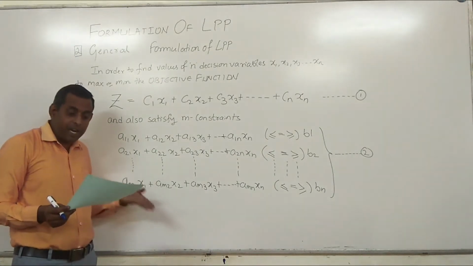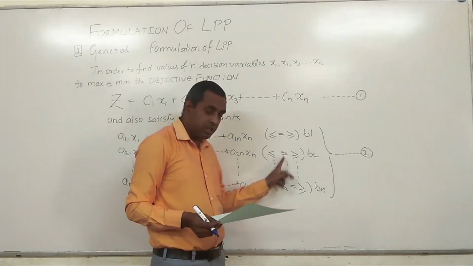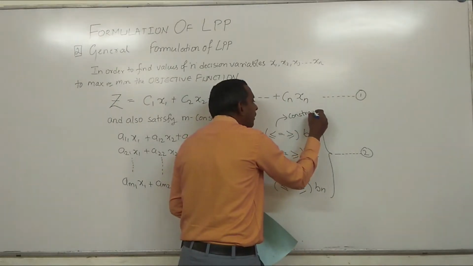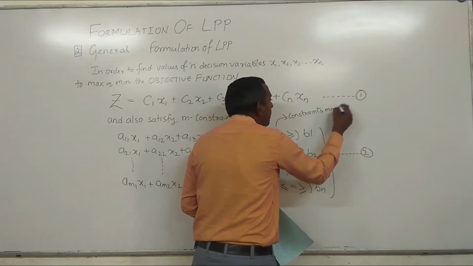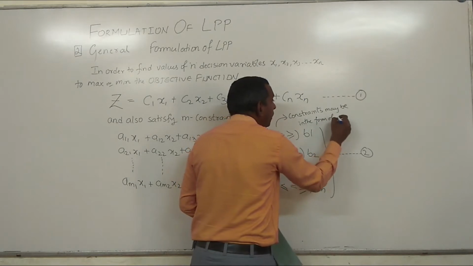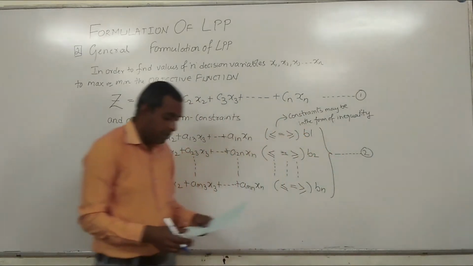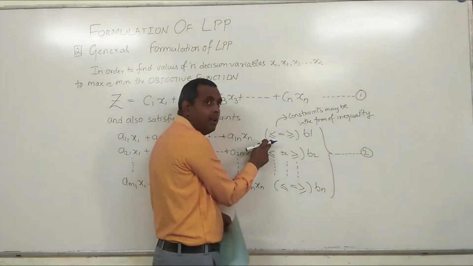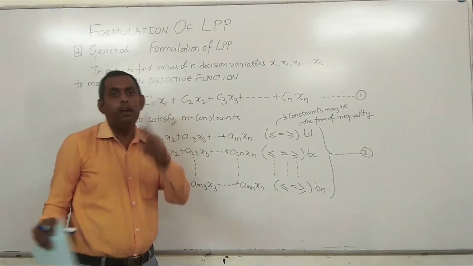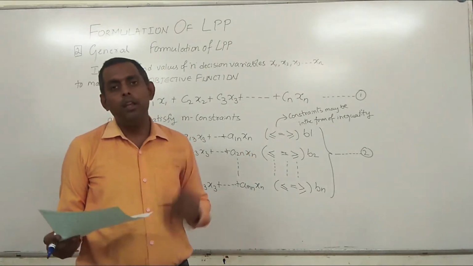The constraints may be in the form of inequality. What are the inequalities? It may be less than or equal to, or it may be equal to, or it may be greater than or equal to. Any one of the three signs. Fine. Even in the form of equal to.